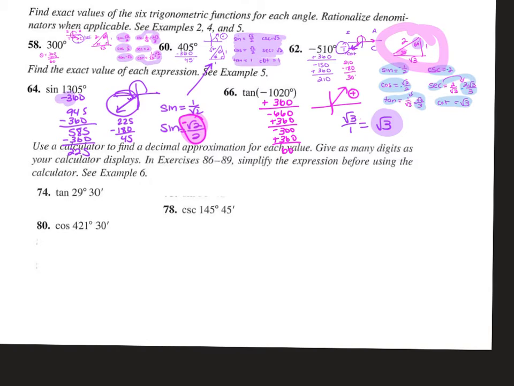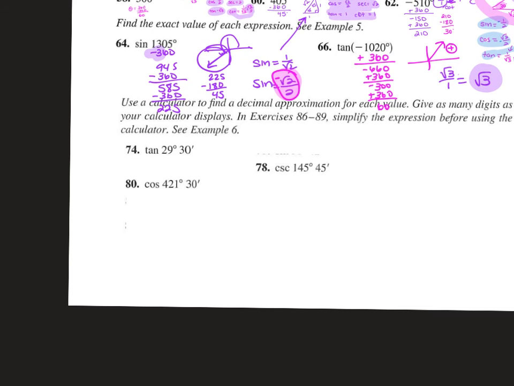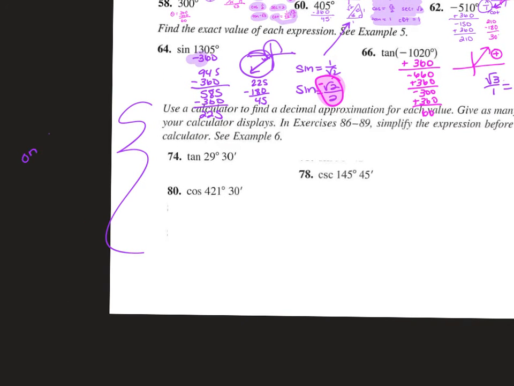Okay, then it says to use the calculator to find a decimal approximation for each value, and then give as many digits as your calculator displays. Simplify the expression before using the calculator. So when you think about the separation of your test, these would be on Friday, in which you'll have a calculator for.